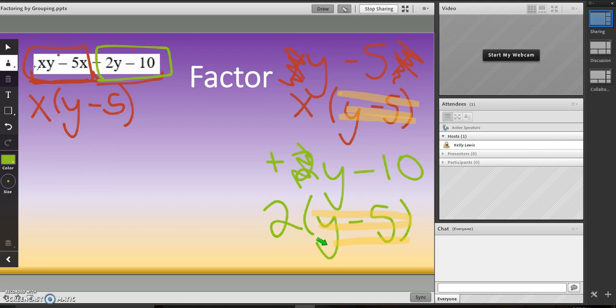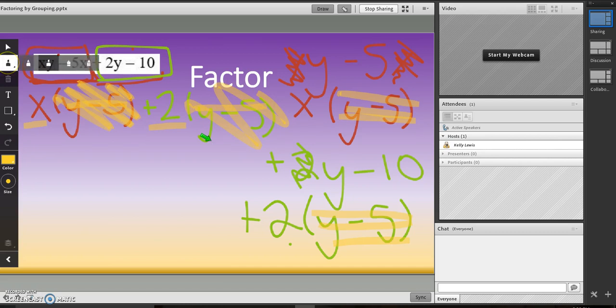So this 2 is positive, and I have 2 times (y minus 5). The only way factor by grouping works is if these two parentheses are the exact same thing. Not a y plus 5 and a y minus 5, not a y minus 5 and a 5 minus y. They have to be the exact same thing. The outside pieces will be totally different, but these two will be the same.